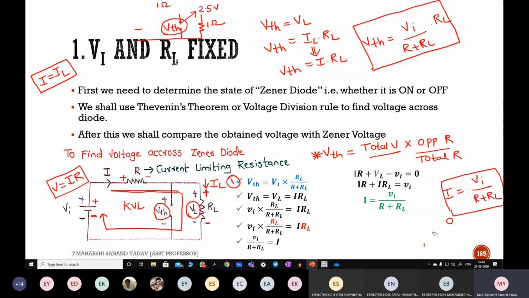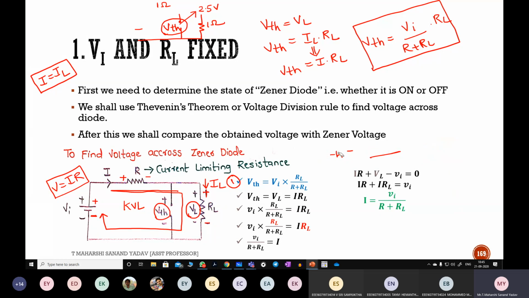So once you get habituated with that formula, it will be very easy. Now you're clear with this formula, right? No issue. Yes, sir. So I got VTH, which is total voltage into opposite resistor by total resistance, and voltage across VTH is the same as VL, and VL is equivalent to IL into RL, and I'm replacing I with IL. So I got I into RL.